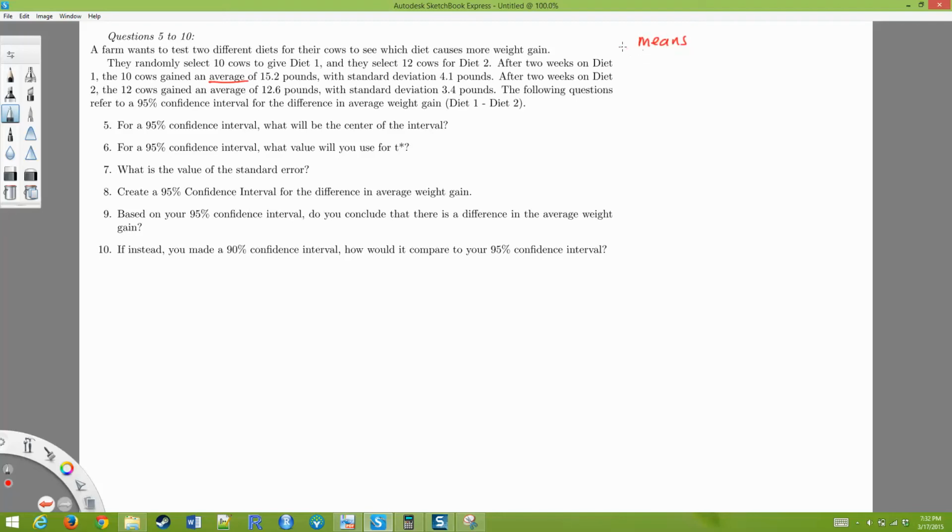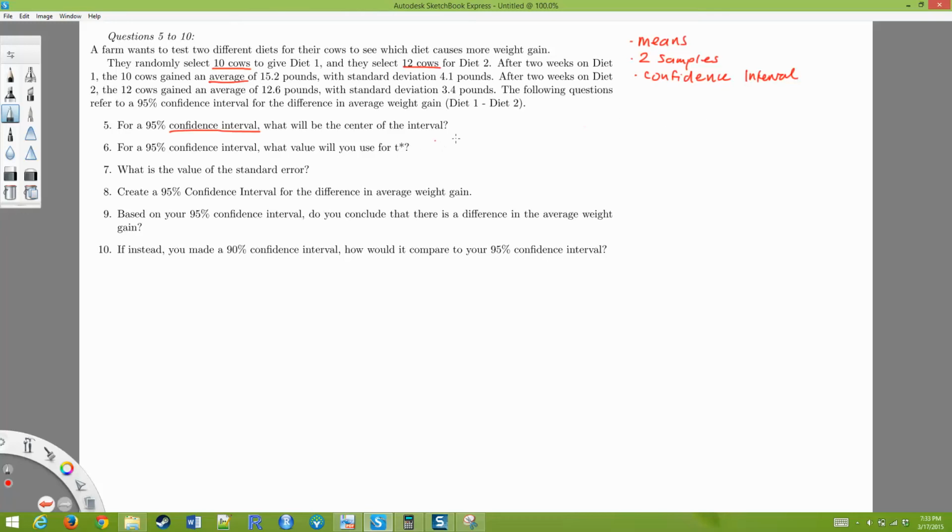Do we have one sample or two samples? Two samples, right? We see 10 cows from diet 1 and 12 cows for diet 2. So we have two samples. Confidence interval or hypothesis test? Very clearly it says confidence interval. So this is the most important step, as this will guide how you do the rest of your problem. If you mess this up, the rest of your problem is going to be messed up.